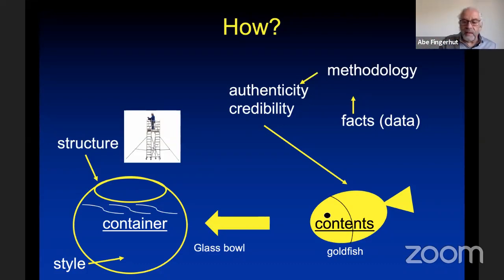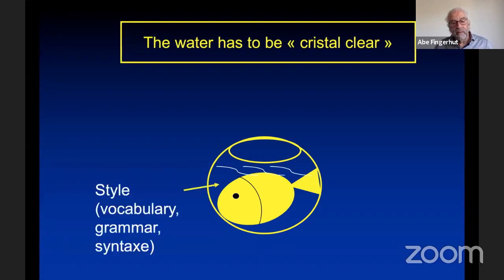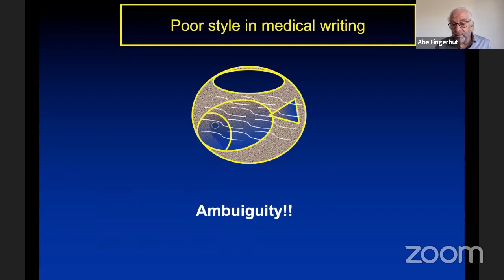Okay, so we have the contents going into the container, the glass bowl. And that glass bowl has to be clear. The water has to be clear. The glass bowl has to be clear, that means the structure has to be clear. The water has to be clear, that means the style has to be clear. So we can see the goldfish. If the water or the style, the vocabulary, the grammar, the syntax, is not clear because of ambiguity, for instance, we can't see the fish, or we can't see it very well.